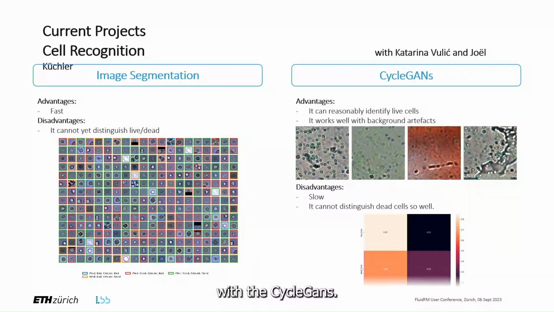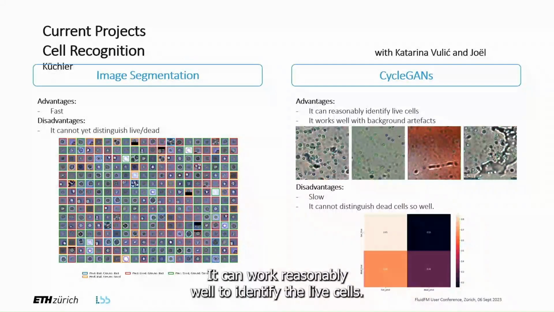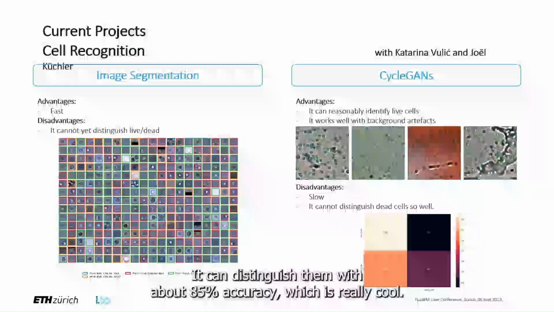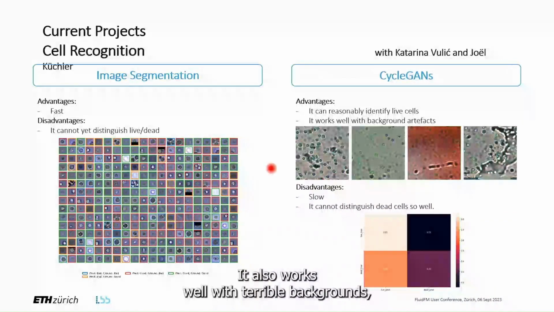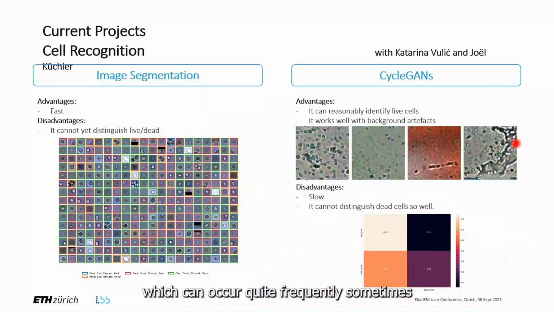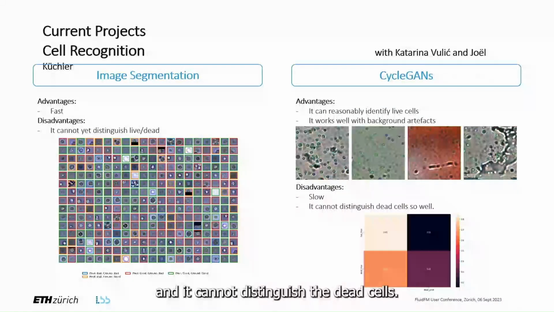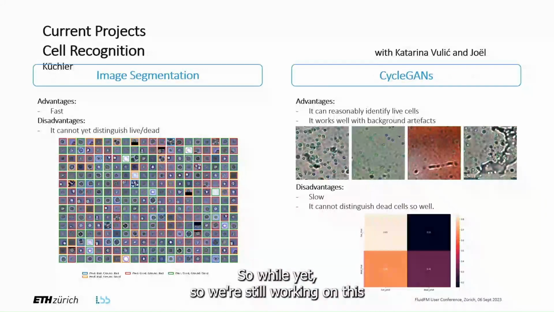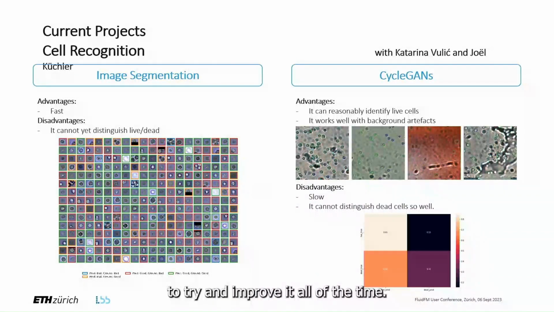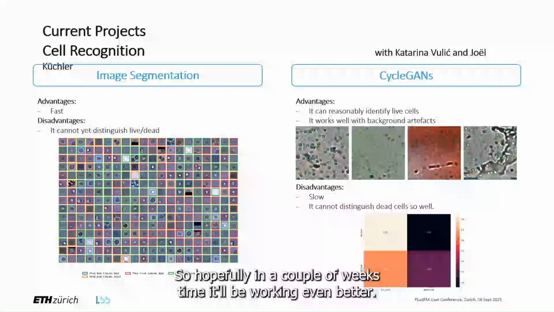With the cycle GANs, it can work reasonably well to identify the live cells. It can distinguish them with about 85% accuracy, which is really cool. It also works well with terrible backgrounds, which can occur quite frequently sometimes if your glass isn't clean enough. But one of the disadvantages of the cycle GANs is it's quite slow, and it cannot distinguish the dead cells so well yet. So we're still working on this to try and improve it all of the time. So hopefully in a couple of weeks' time, it'll be working even better.